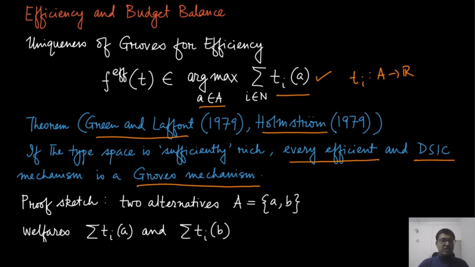So this is quite a strong result. It characterizes the space of efficient and DSIC mechanisms, subject to the condition that the type space is sufficiently rich. That mechanism must necessarily belong to the Groves class. So what is the idea behind this proof?